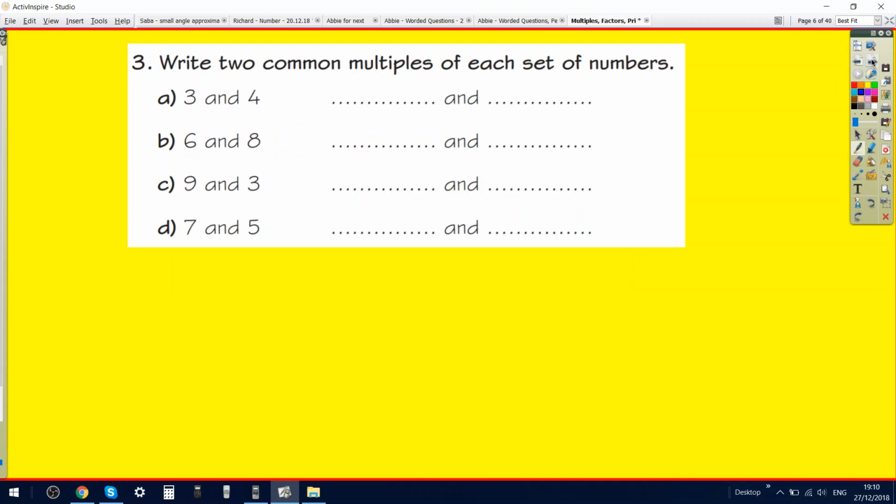Maybe leave that one. Okay. Let's do the last two. So find 2 common multiples of each set of numbers. So C, it says 9 and 3. So, well, they're both in the 3 times table. And they're also both in the 1 times table.